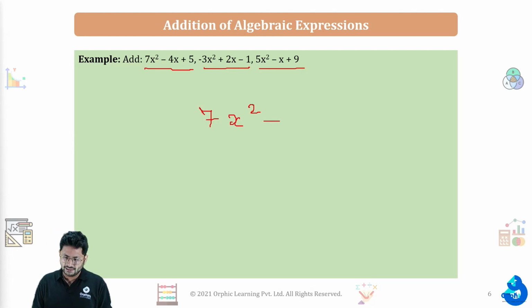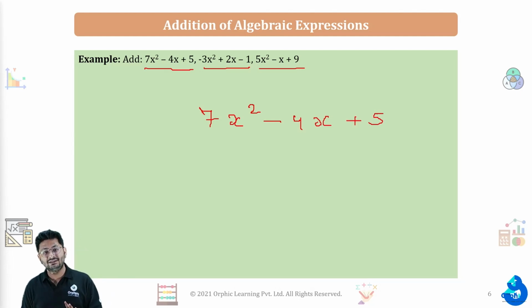7x² − 4x + 5. Now always remember this thing: put the like terms in the same column. Like terms को same column में रखना है if you are doing addition or subtraction. This is a must. Okay, so this is the first expression that I've written down.